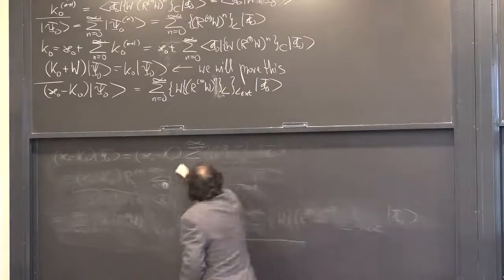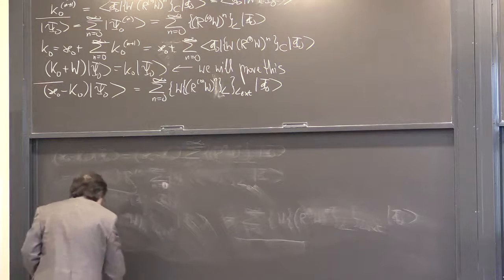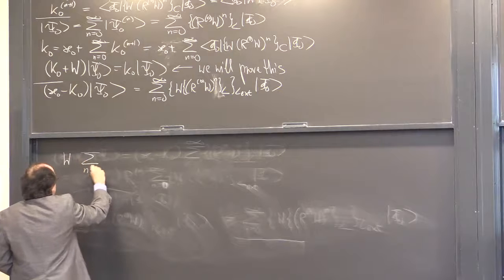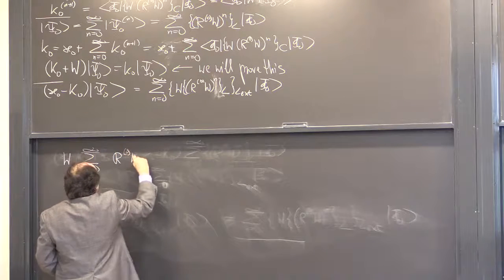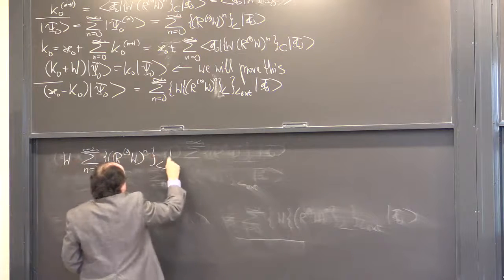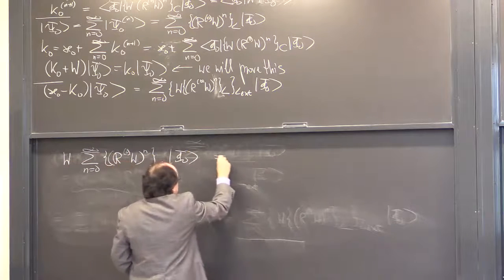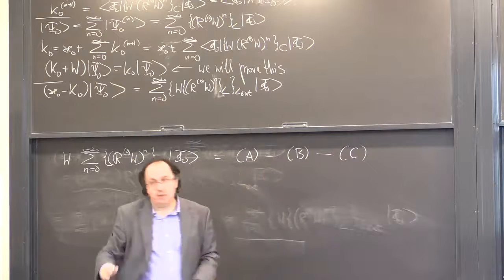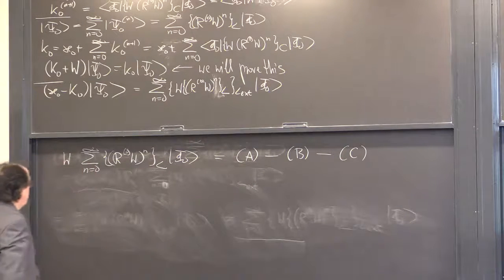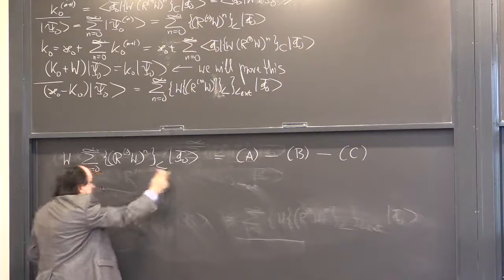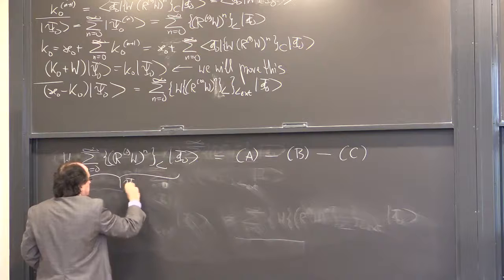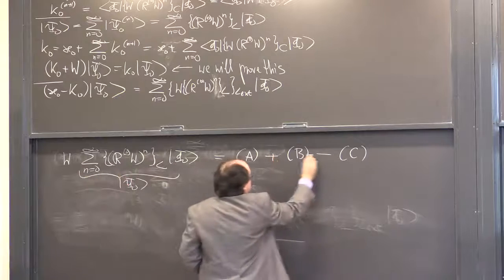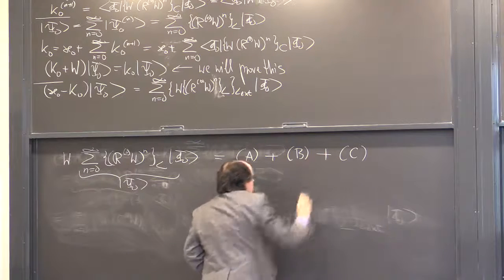Let's see what we are learning. What we learned is this. Let me write it. W acting on the sum over n equals 0 to infinity, R0 W to the n linked phi 0, equals A minus B minus C, where I defined A, B, C on the other two blackboards. We already know that this is easy to interpret. Sorry, I should write A plus B plus C.